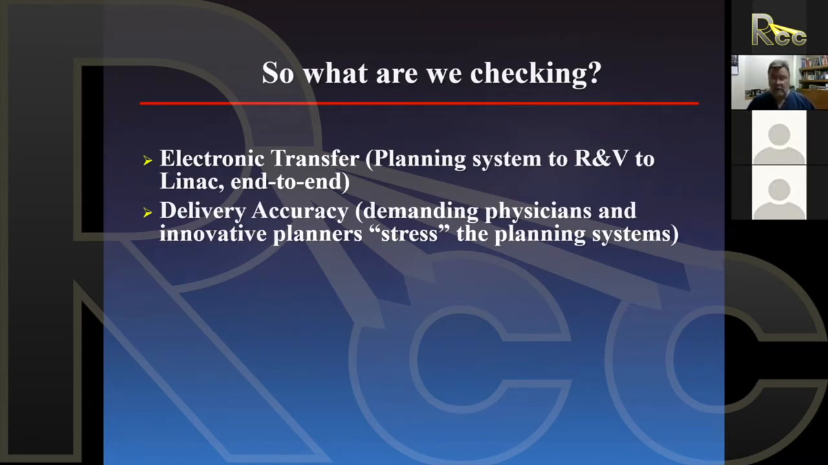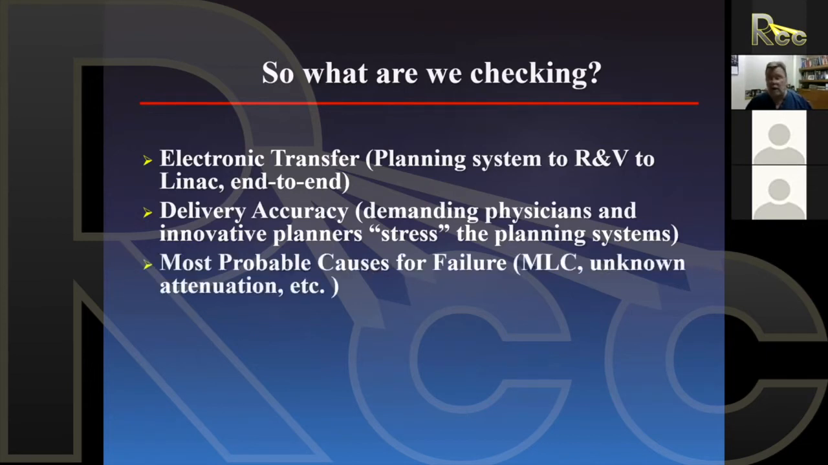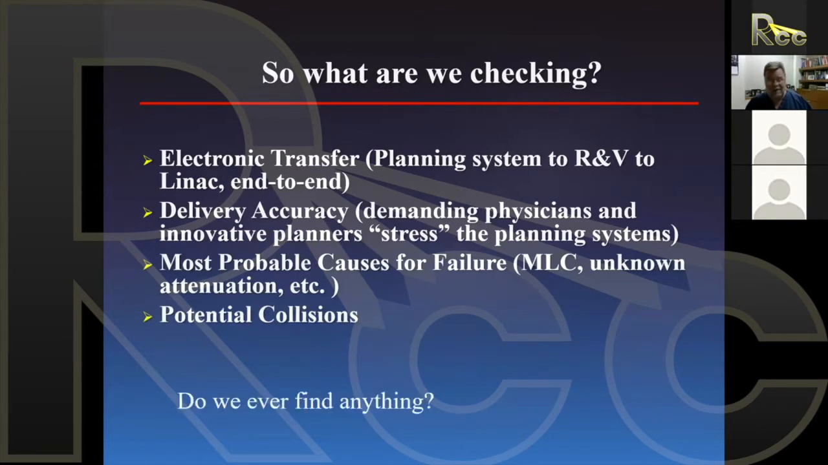We're checking the most probable causes of failure. The multi-leaf collimator position, as I said, is one of them. Unknown attenuation, anything that you could potentially come through, and there's a multitude of other things. Potential collisions is very important. Do we ever find anything?